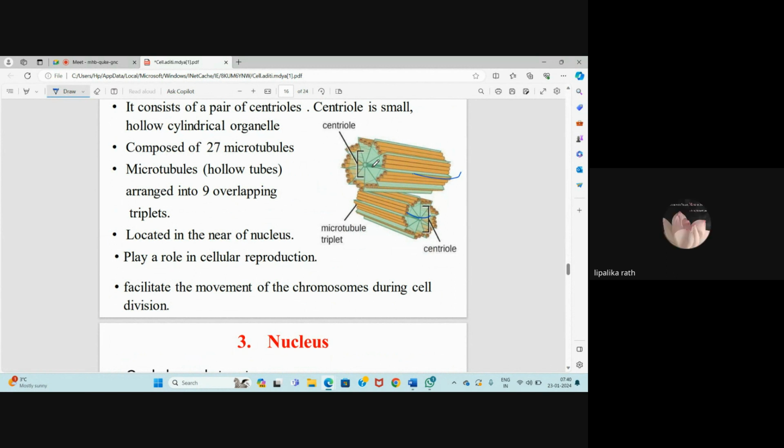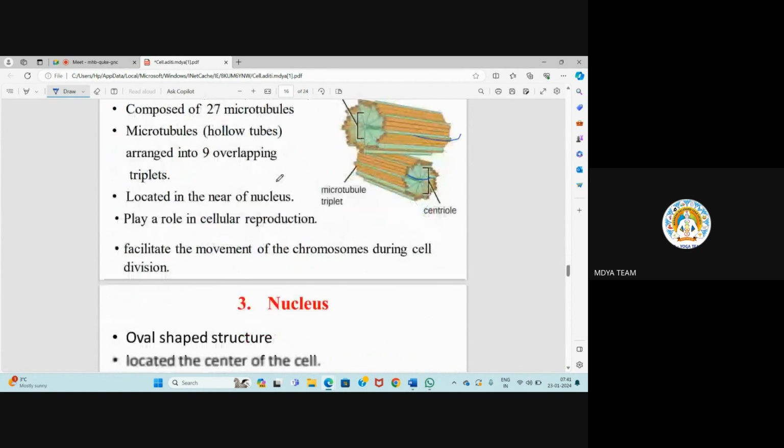Ma'am, centrosome produces new cells, it plays a role in cellular reproduction. Its meaning is that centrosome creates new cells? No. Centrosome does not have that property to create new cells. It helps when cell division occurs. Okay. It only helps when cell division is occurring.